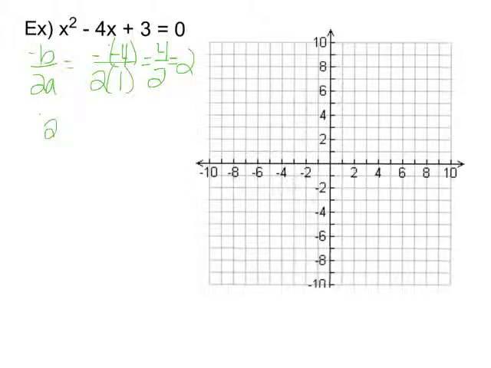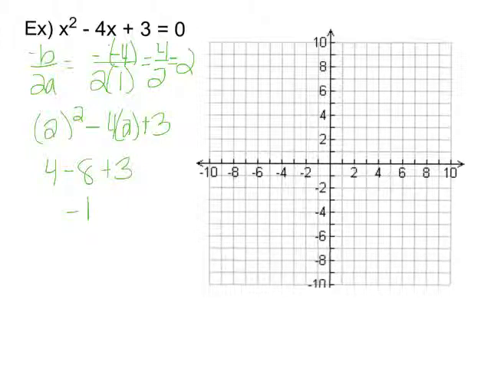So I get 2 squared minus 4 times 2 plus 3, and I get 4 minus 8 plus 3, so 4 minus 8 is -4, plus 3 is -1. So I have (2, -1) as my vertex. So I'm going to graph my vertex. I'm going to go 2, -1.